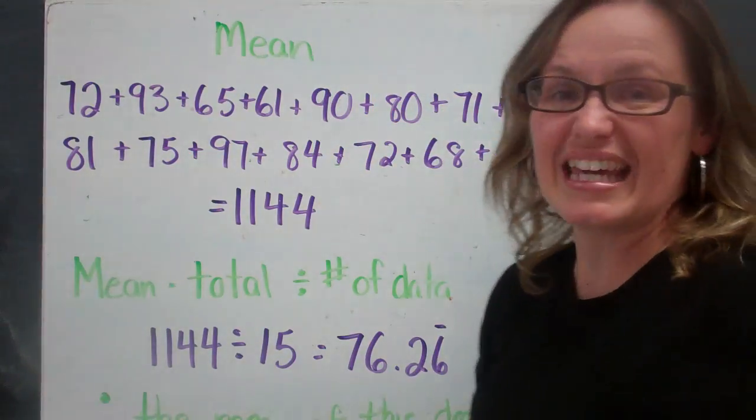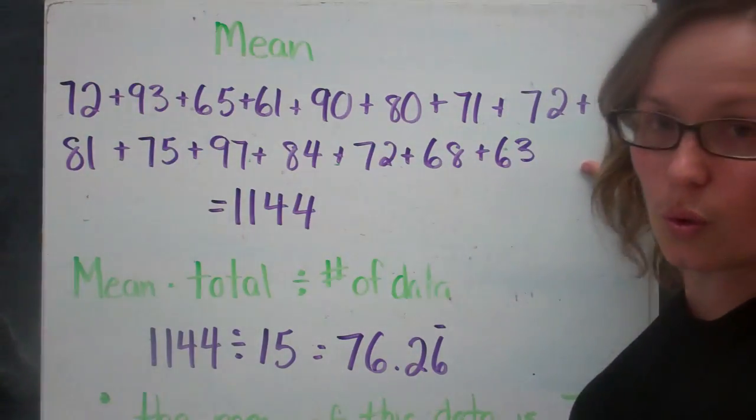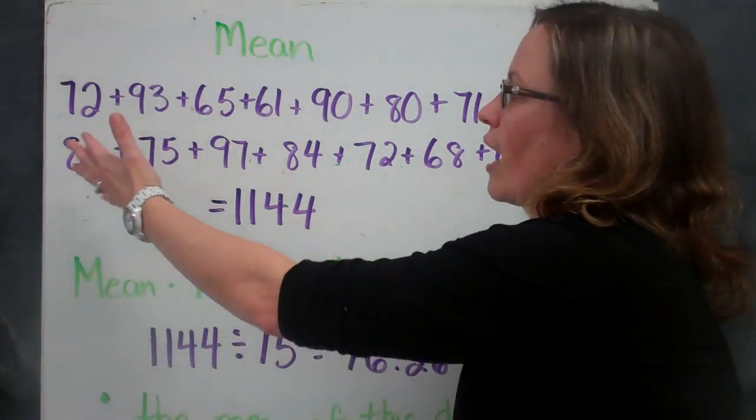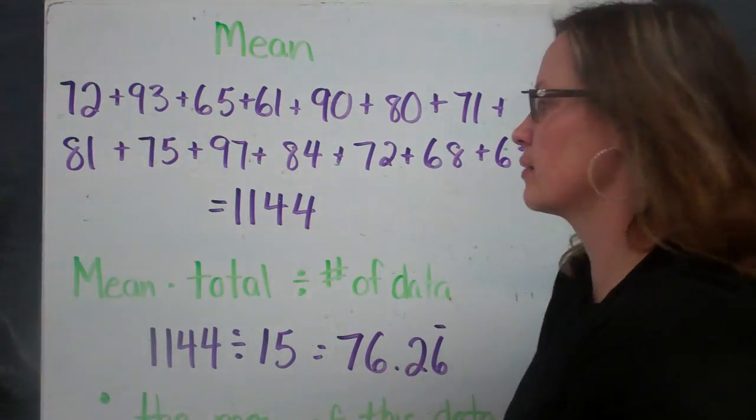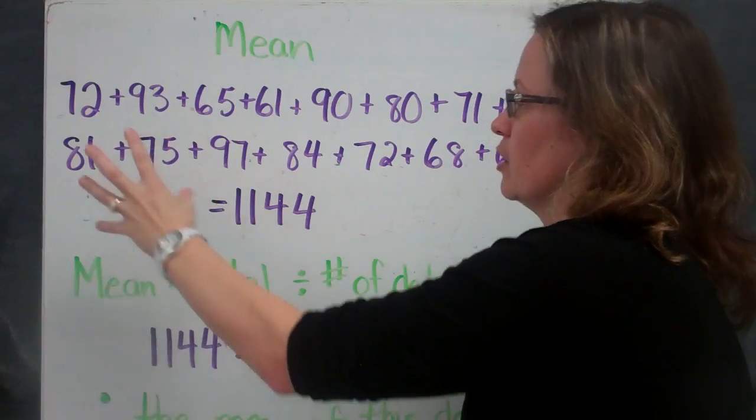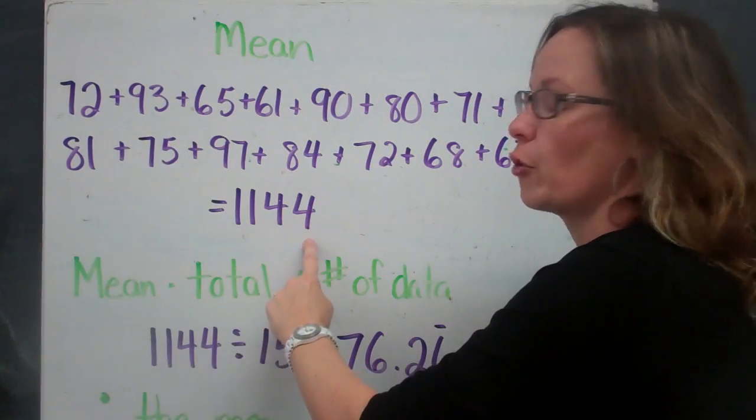Mean. So again, mean is finding the average. So again, I've taken all the same test scores, and what you're doing is you're adding up all of the data. So 72 plus 93 plus 65, etc., etc., etc. And I get my total. So the total amount of all this data is 1,144.